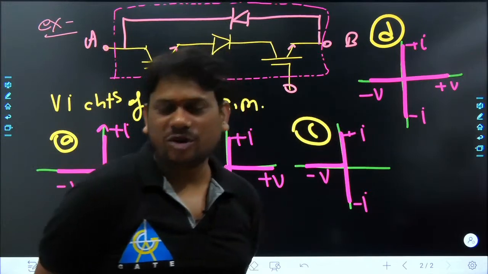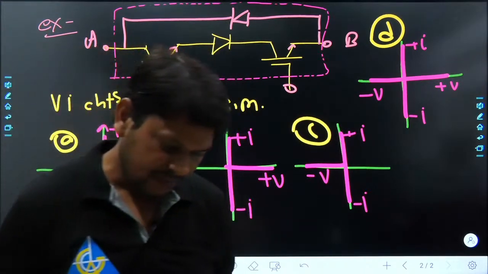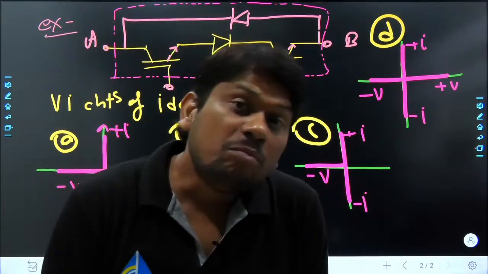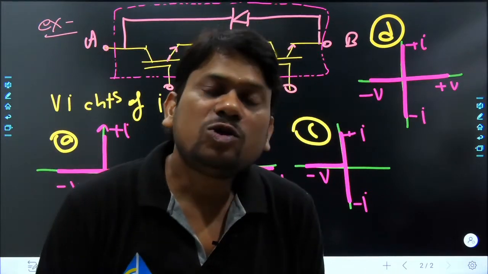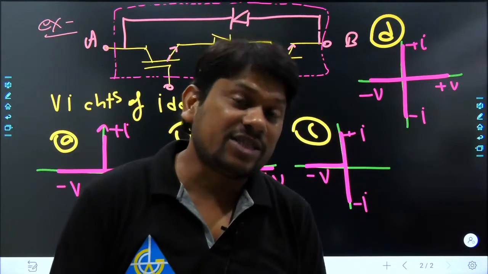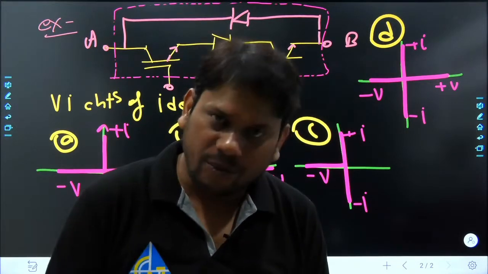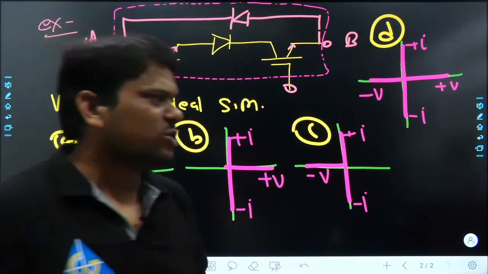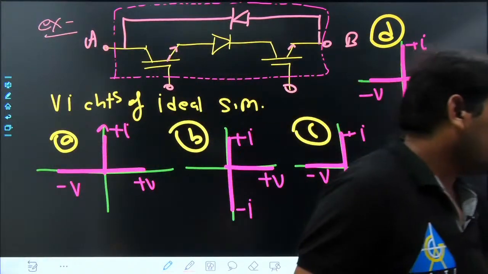No, I think you are not getting the points. See properly. The most important thing is to draw the VI characteristics of the switch module. Okay, VI characteristic of switch module. I want to speak very slowly. Okay, there is no big issue. We will discuss.